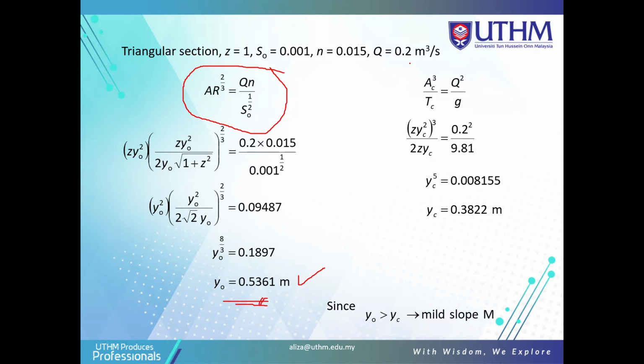And then you use this equation to find the yc, the equation for the channel from chapter 3. So we get the yc here, 0.3822. So we know that y naught is more than yc. So this is the type of slope, a mild slope, M, because y naught is more than yc.